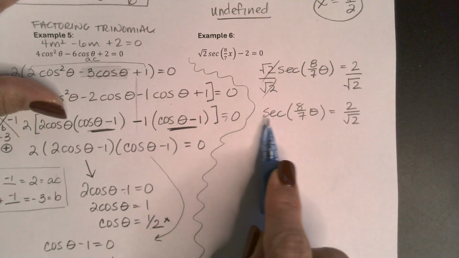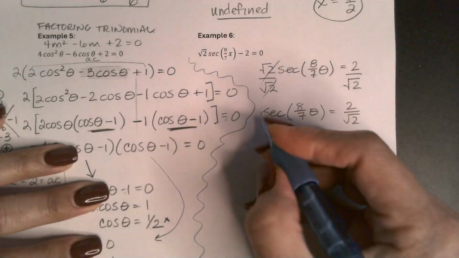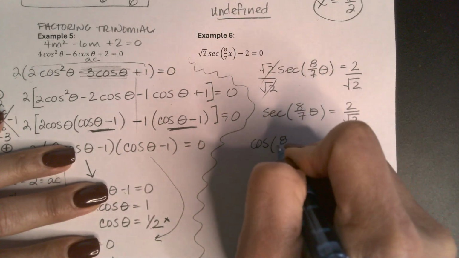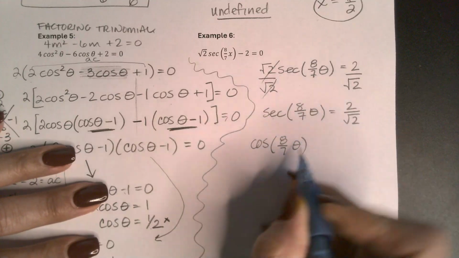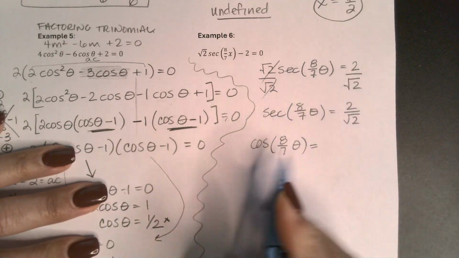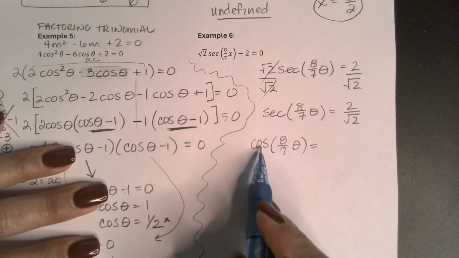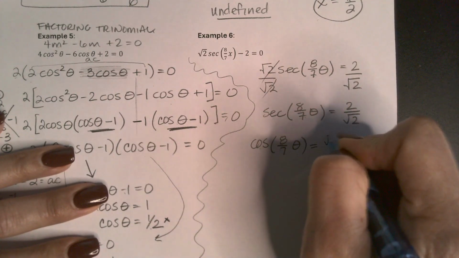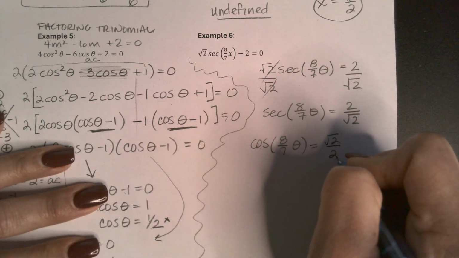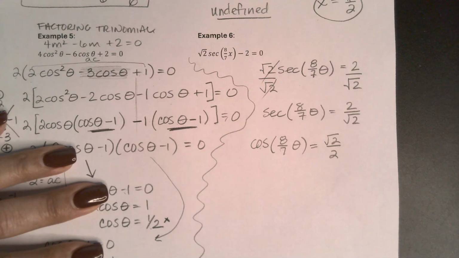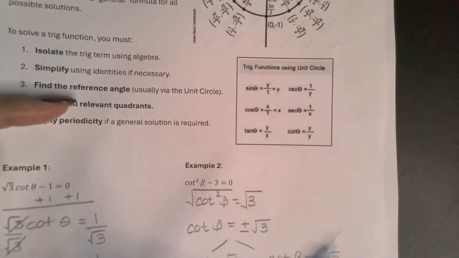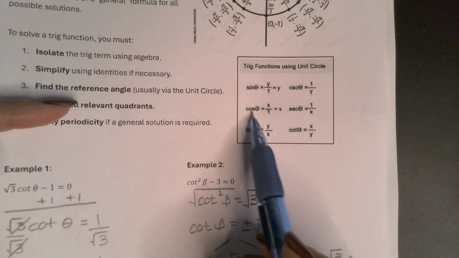So I'm going to take this secant and I'm going to turn it into cosine, and I'm going to bring down 8/7 theta. I'm not doing anything with the inside. And since I flipped this one from secant to cosine, I took the reciprocal. I've got to take the reciprocal of this. So square root of 2 over 2. What is cosine? Again, I still show you the chart, but I hope you guys already are telling me you know cosine is x, right?